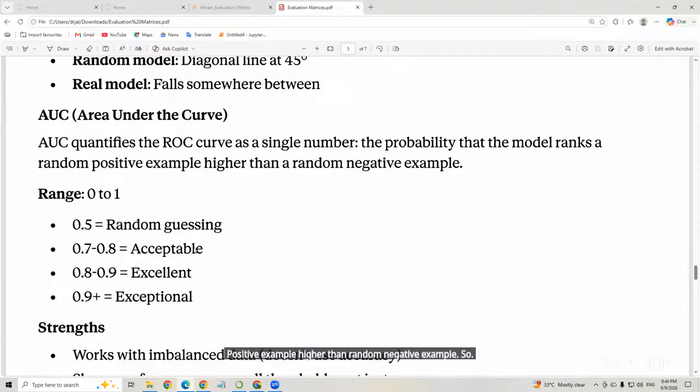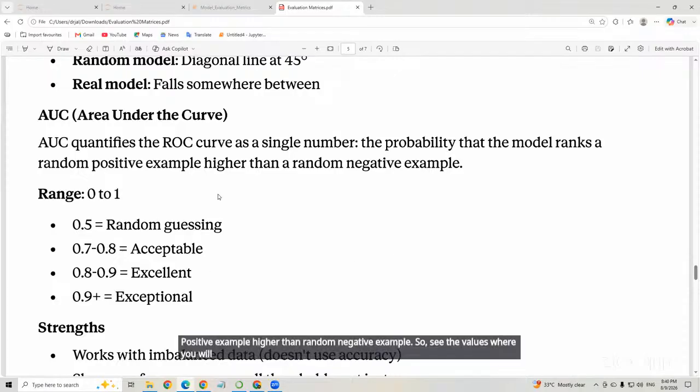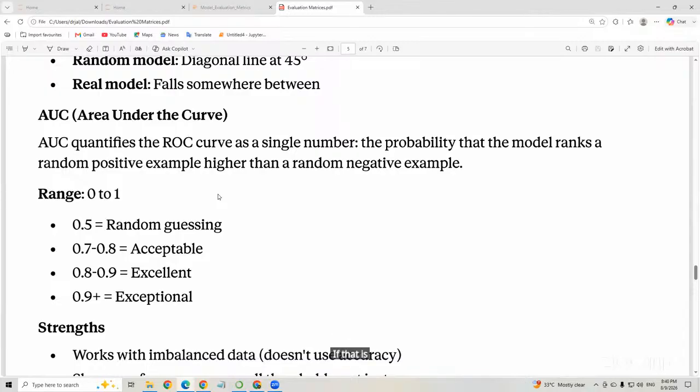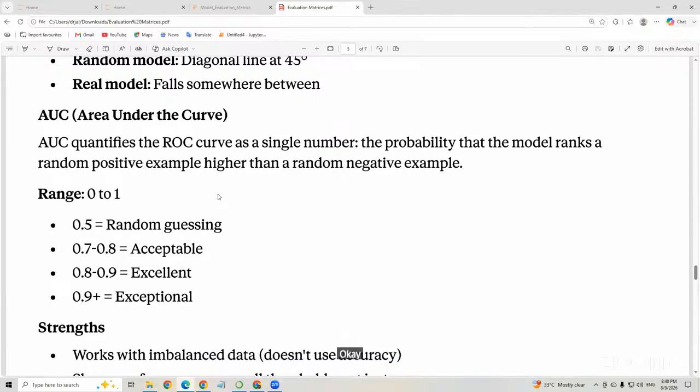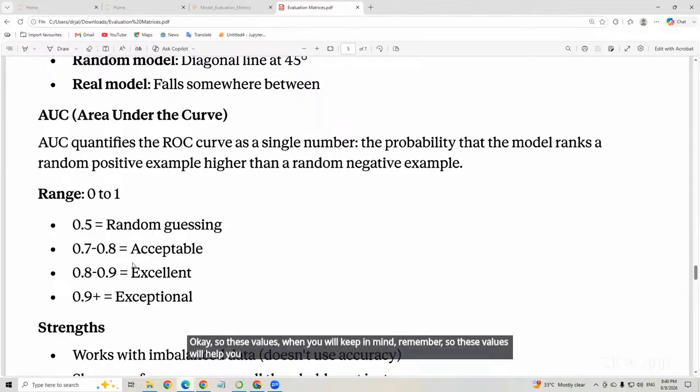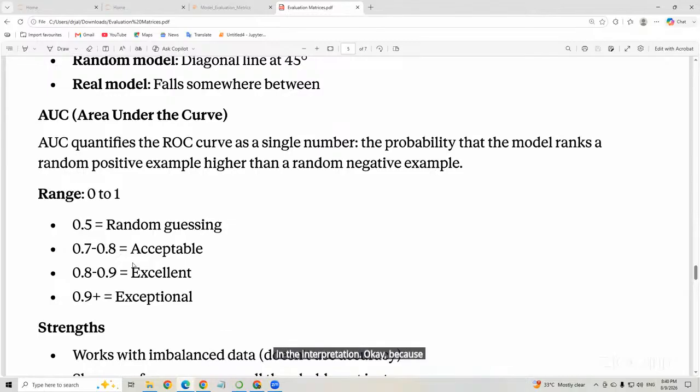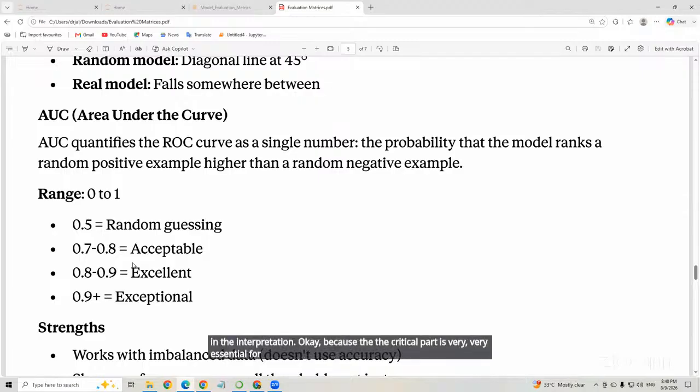So see the values when you will calculate AUC. If that is 0.5, it is random guessing, and 0.7 to 0.8 is acceptable, and 0.8 to 0.9 is excellent, and if it is 0.9 plus, it is exceptional. Okay, so keep these values in mind and remember them, because these values will help you in the interpretation. Okay, because the theoretical part is very, very essential for this test.